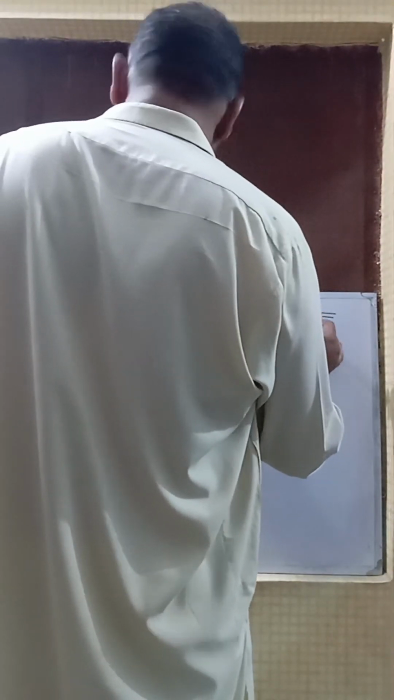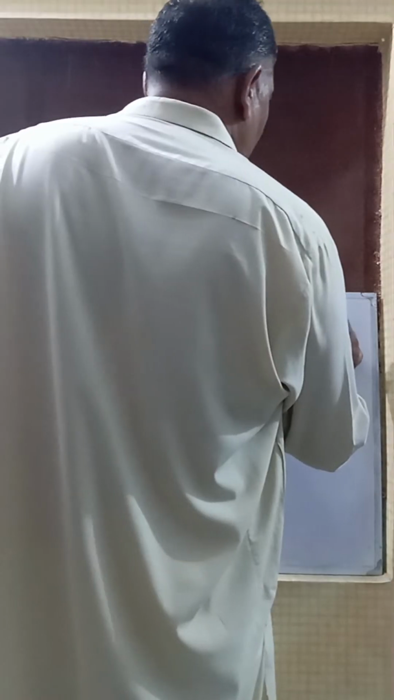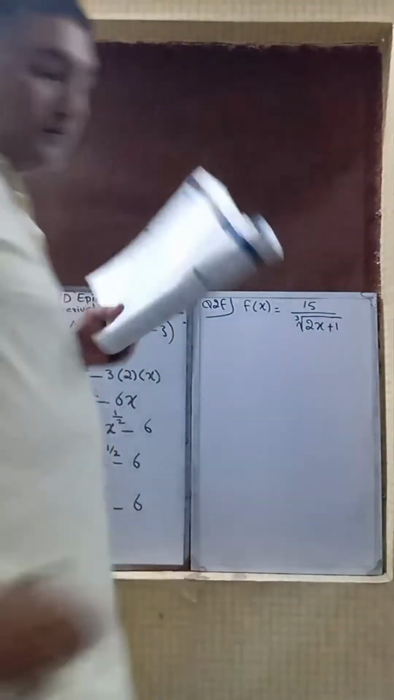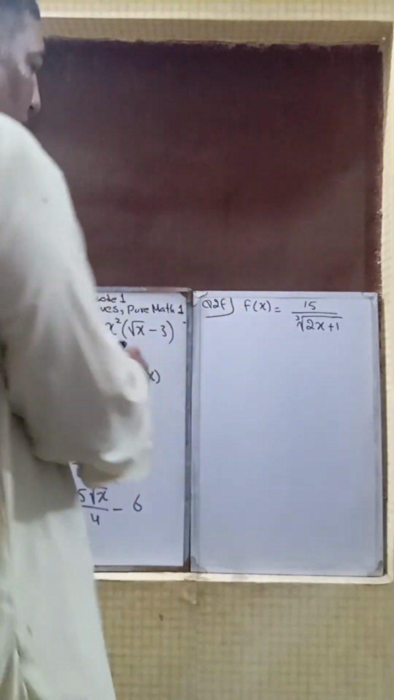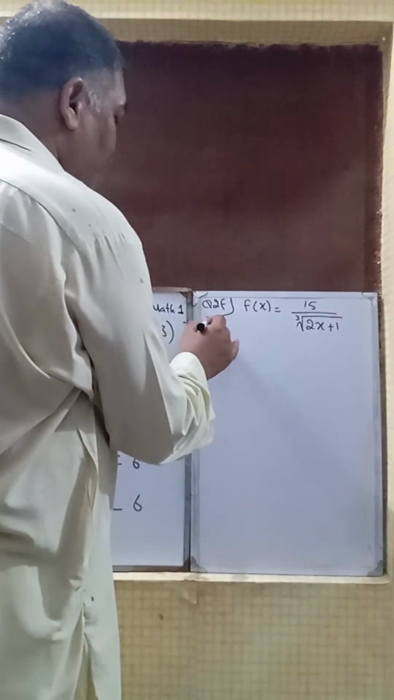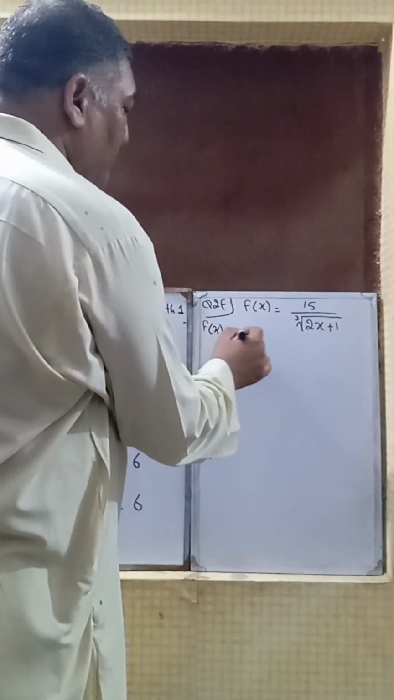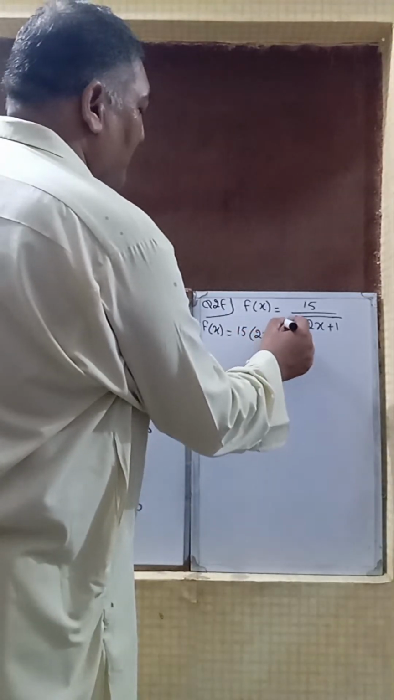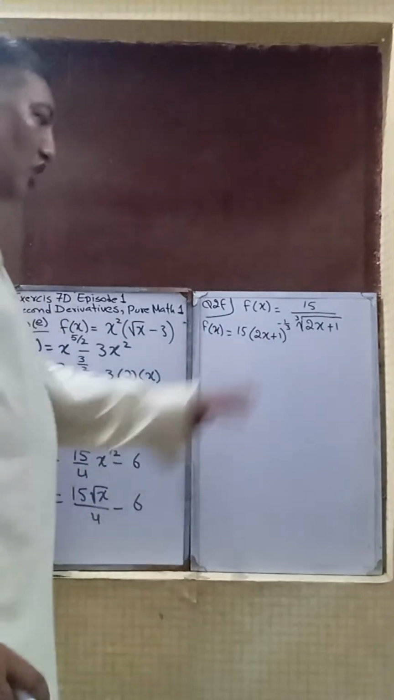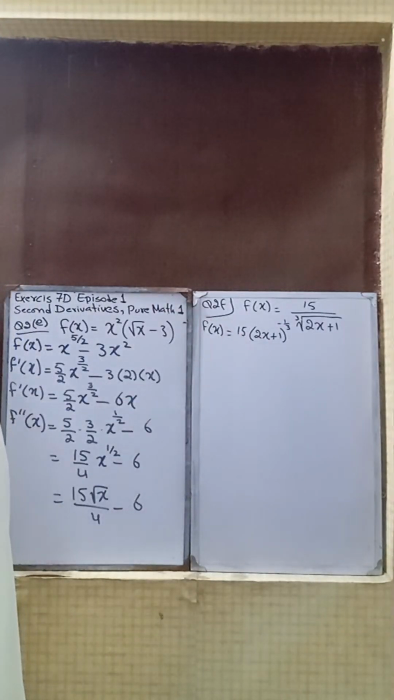This is the third root of 2x plus 1. So this is the function given to us, and we want to find out the second derivative of this function. Let me make the shape more friendly so I can differentiate it. So f of x will be equal to 15 into (2x plus 1) raised to power minus 1 by 3. Now this shape is more friendly for the derivation.